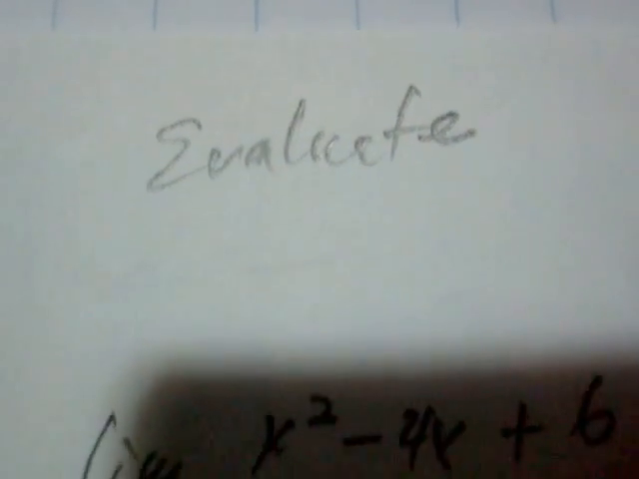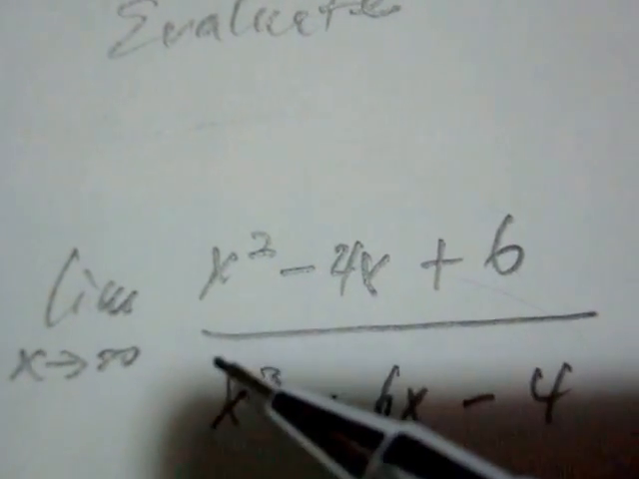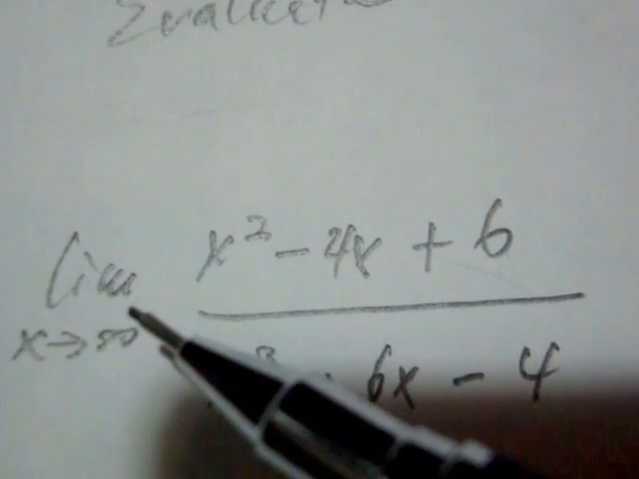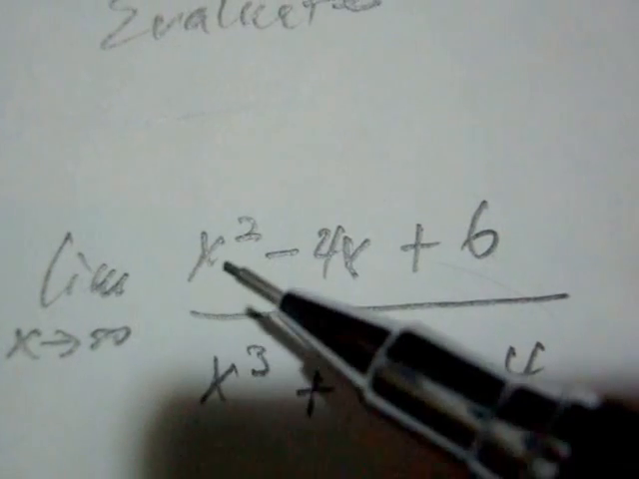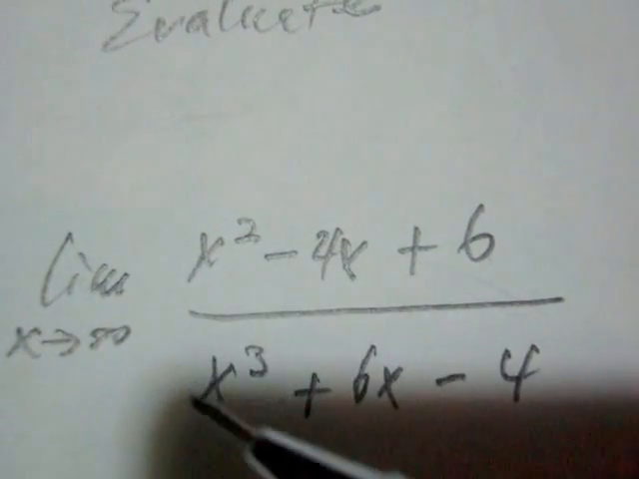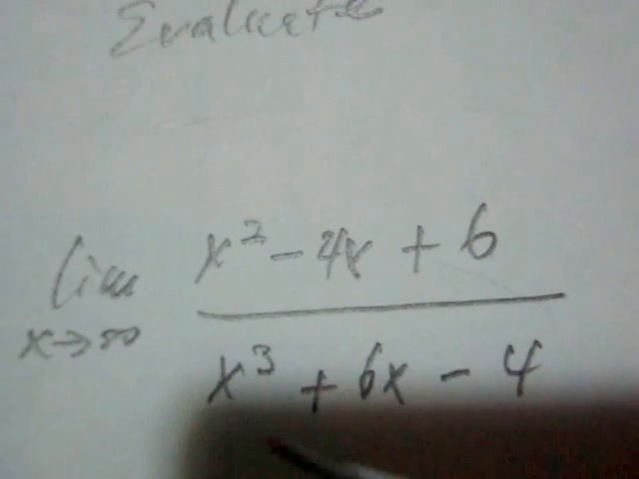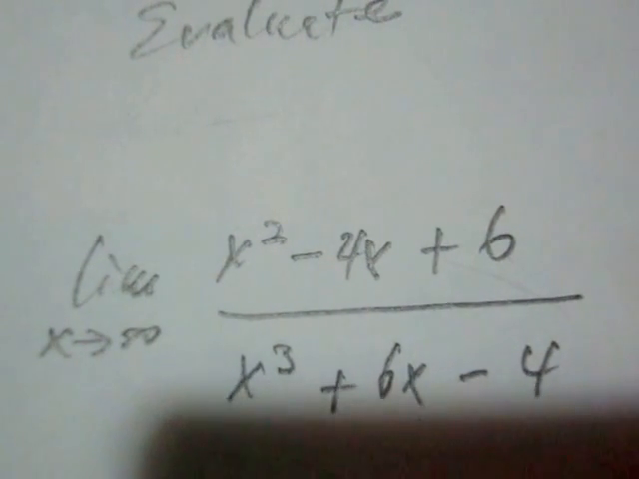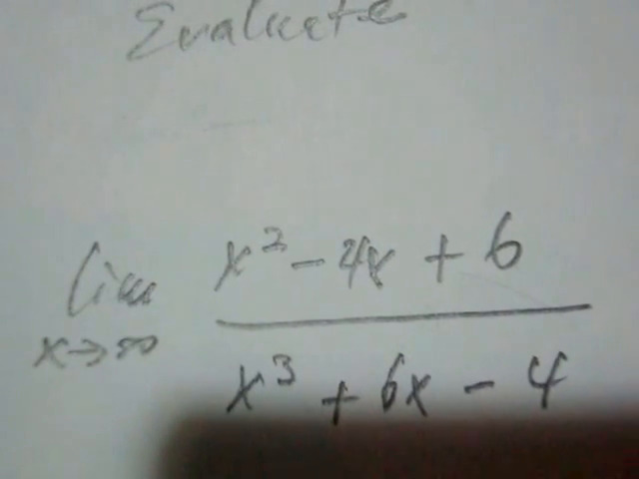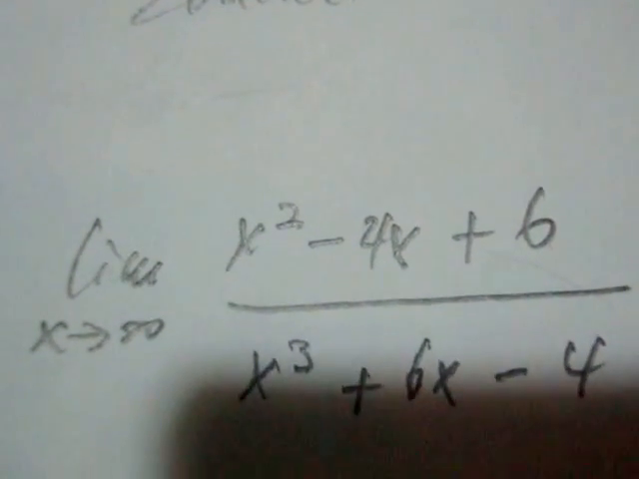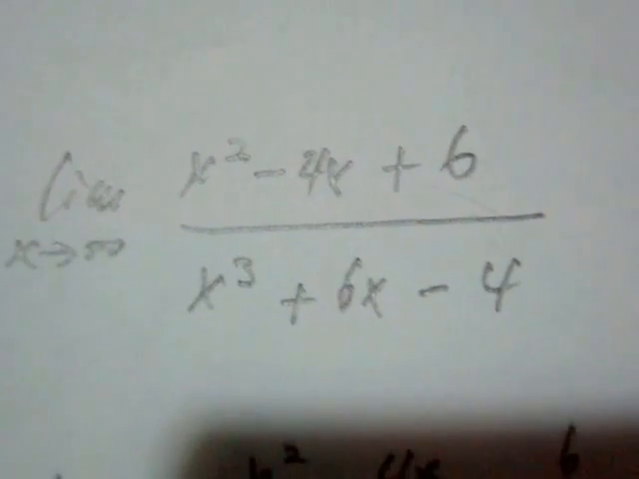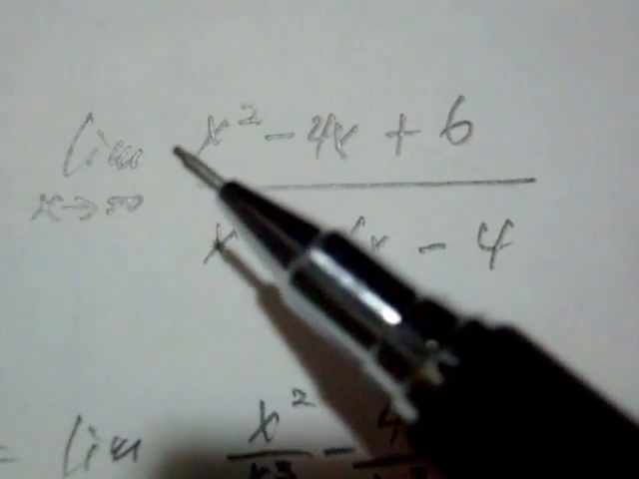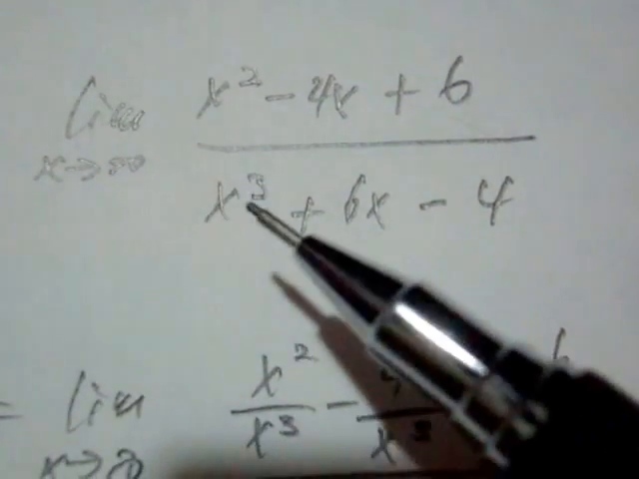Evaluate. Let's say that you are given this limit as x approaches infinity. The way to evaluate this limit is to find the highest power in the whole problem. So for this problem, the highest power will be x raised to the third power. Once you find the highest power from the whole problem, you just need to divide the numerator and the denominator by the highest power.